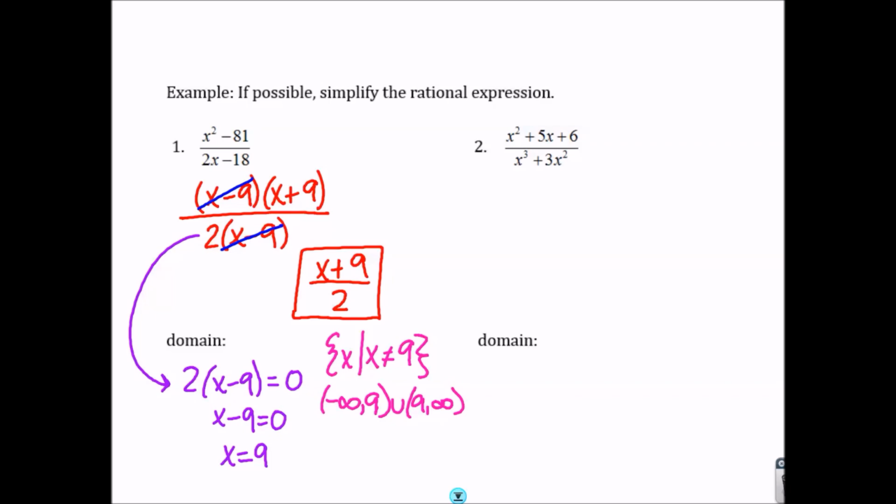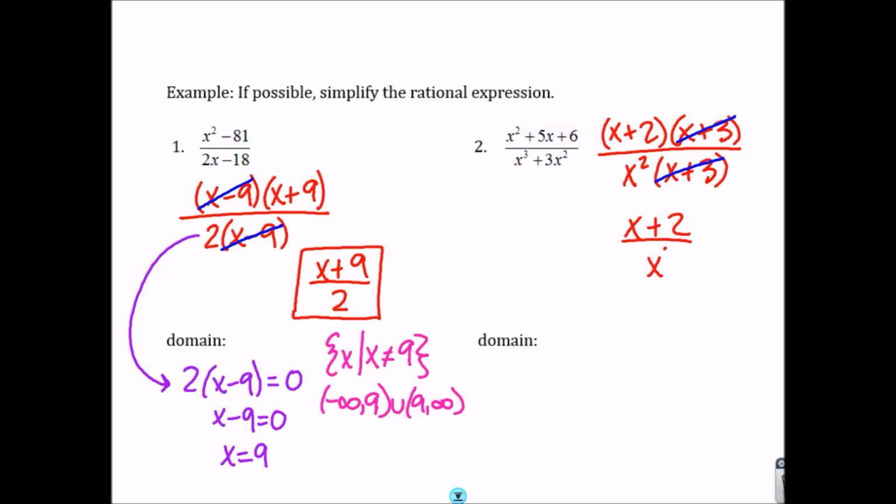For this second problem, again, we need to start by factoring. So if we factor the numerator, we need to find numbers that multiply to 6 and add up to 5, which are 2 and 3. And then in the denominator, all we can do is factor out a GCF of x squared. Again, we need to cancel any common factors, which in this case, the only common factor is x plus 3. And so we're left with x plus 2 over x squared as our final answer.